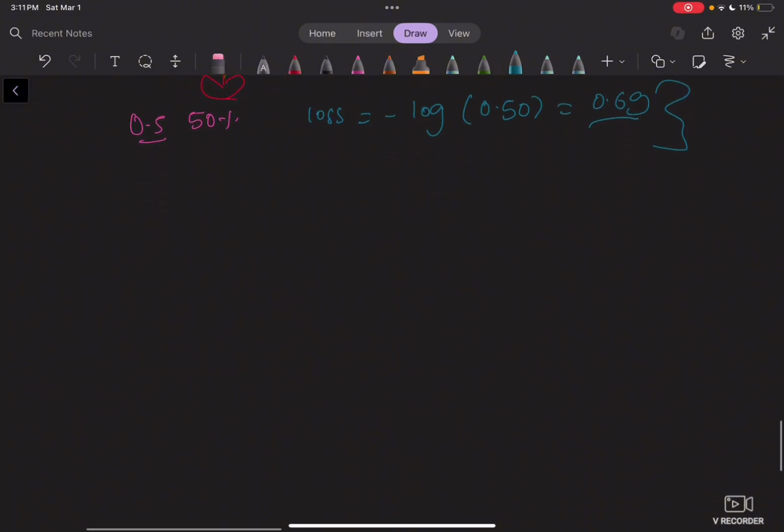So we're going to look at the formula now, and we're going to try to understand where the formula comes from.